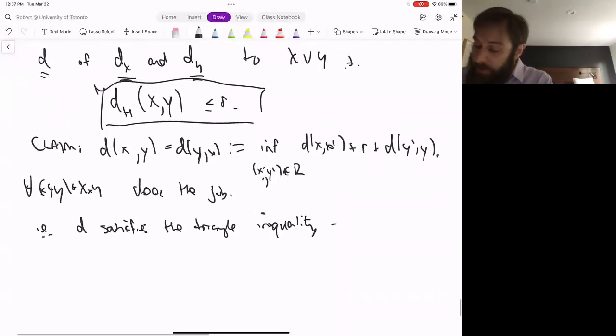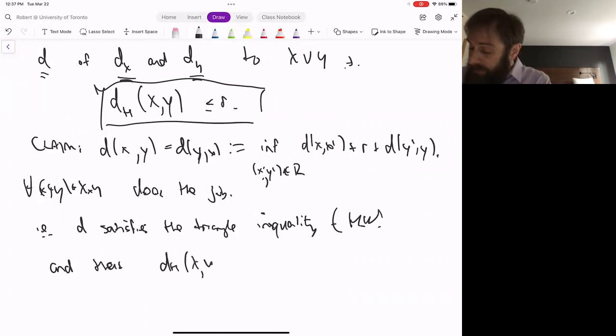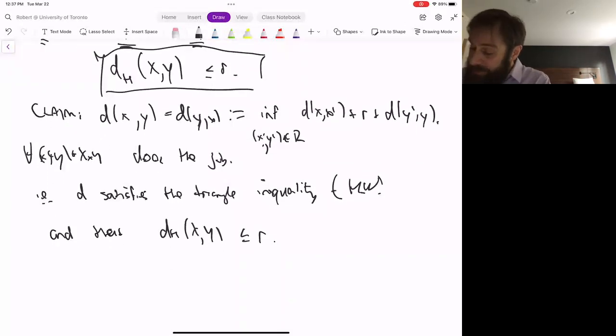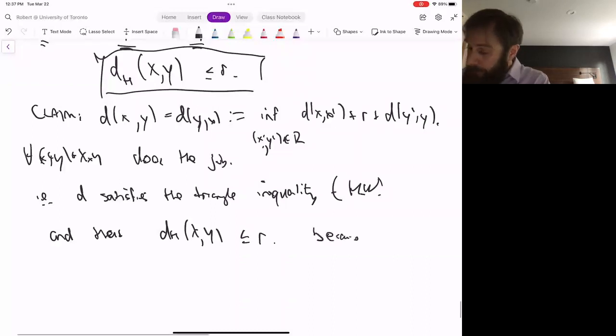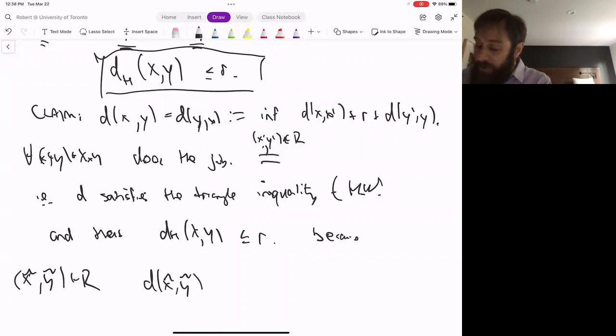So observe, that's, let's say, homework. And that the Hausdorff distance between X and Y for this d is less than r. And that one I hope is easier to check, because if I take any x tilde, y tilde in R, and I want to look at d of x tilde, y tilde, then I can just choose the x prime, y prime to agree with x tilde, y tilde, so that these two terms drop out and this is automatically less than r.